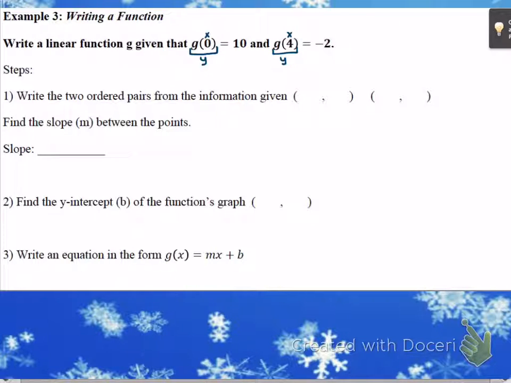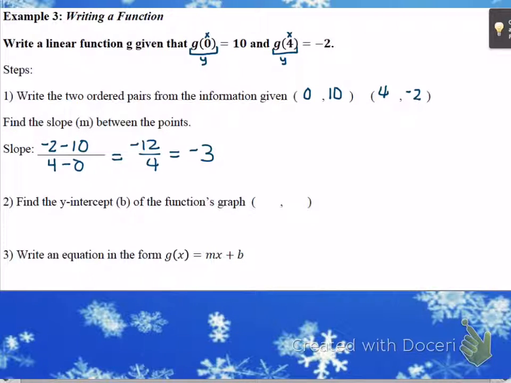So in effect, that is giving you two ordered pairs, just like you've been given before in the y equals mx plus b exploration. So when x is 0, y is 10. And when x is 4, y is negative 2. So now you have 2 points, and you know how to find the slope when you have 2 points. Do y minus y over x minus x. So I'm going to take negative 2 minus 10 over 4 minus 0. And that's going to give me negative 12 over 4, which reduces to a slope of negative 3.